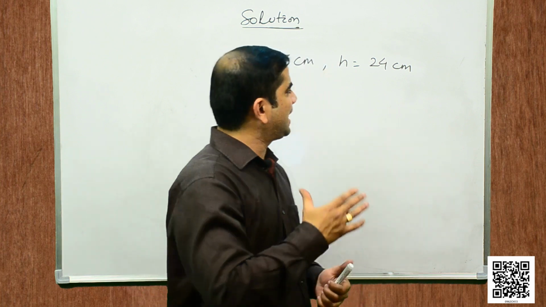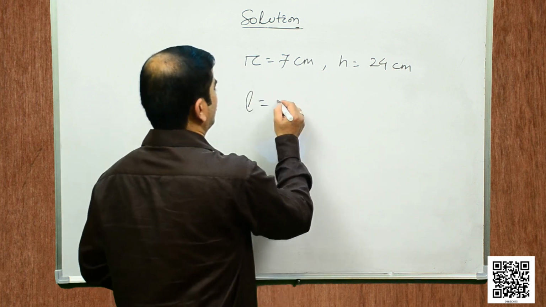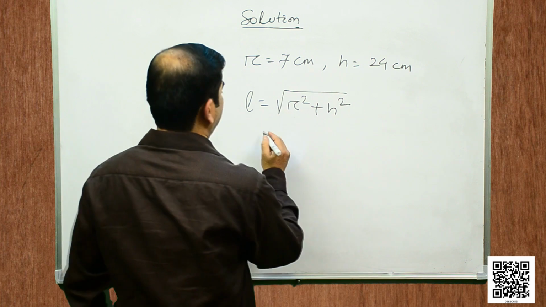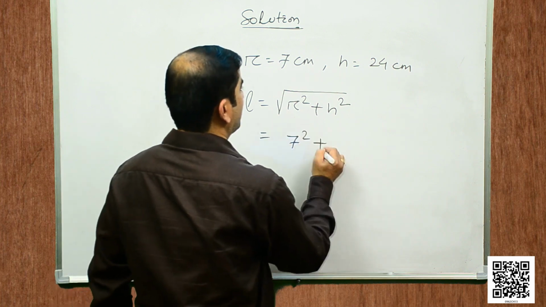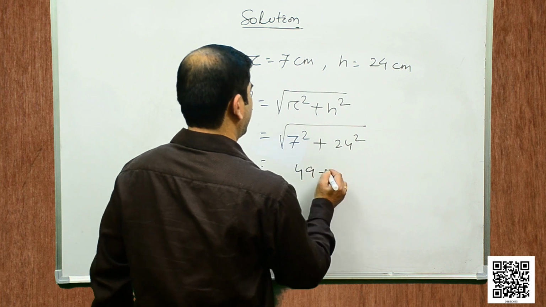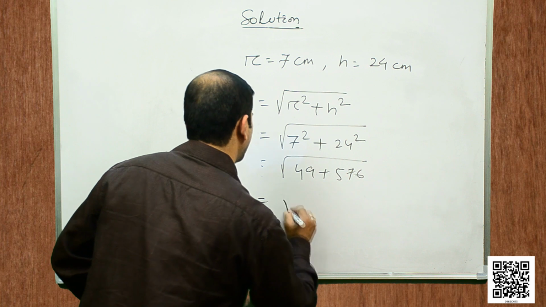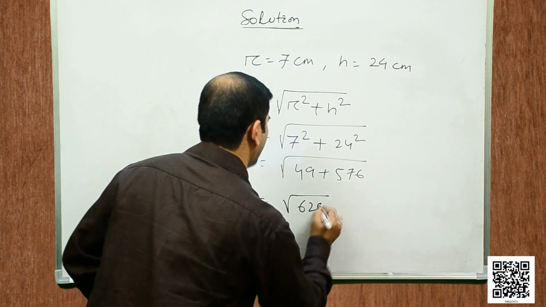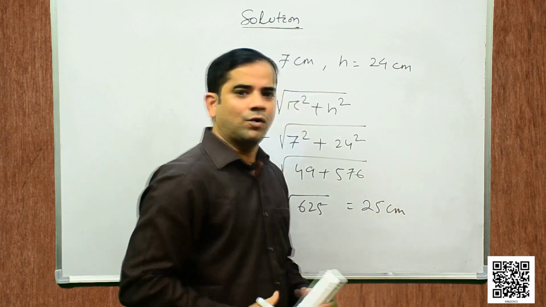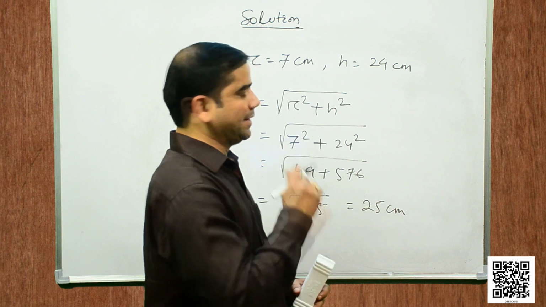Okay, so let us find the slant height first. So l is equal to square root of r square plus h square, that is equal to square root of 7 square plus 24 square, 49 plus 576, that is equal to square root of 625, or 25 centimeter. Okay, so the slant height is 25 centimeter.